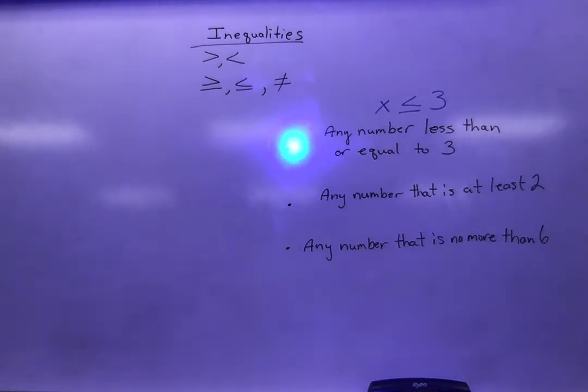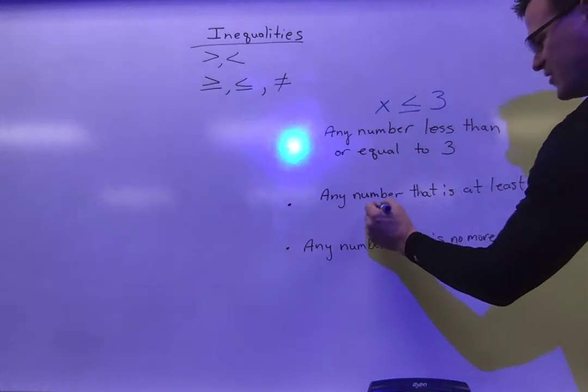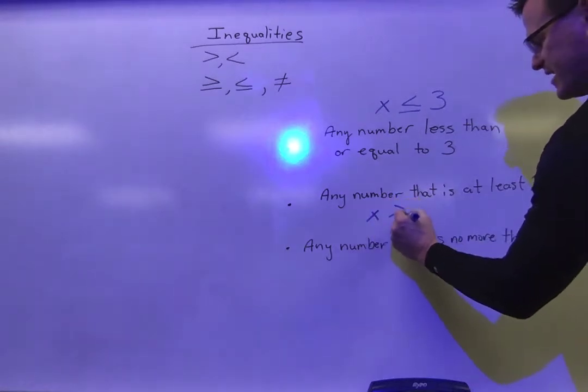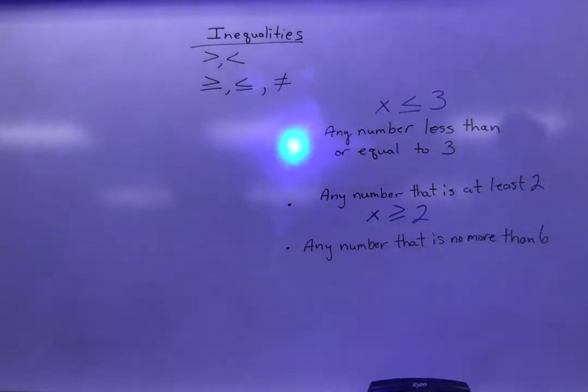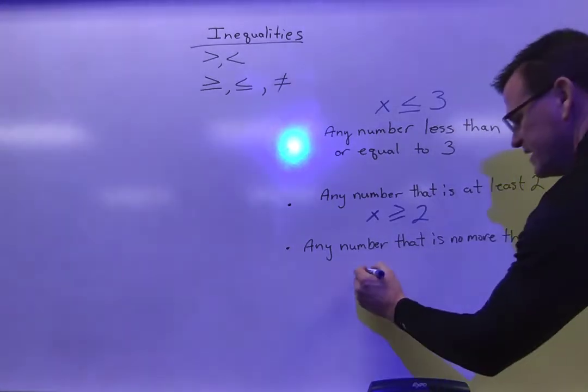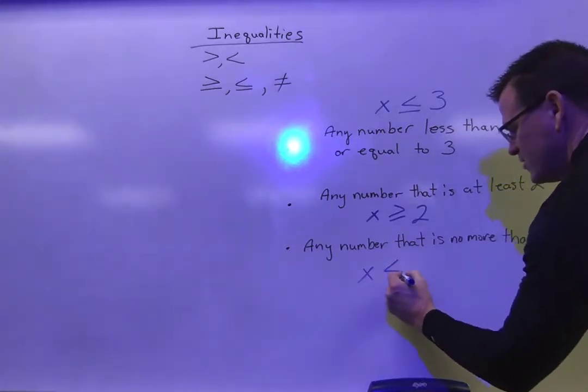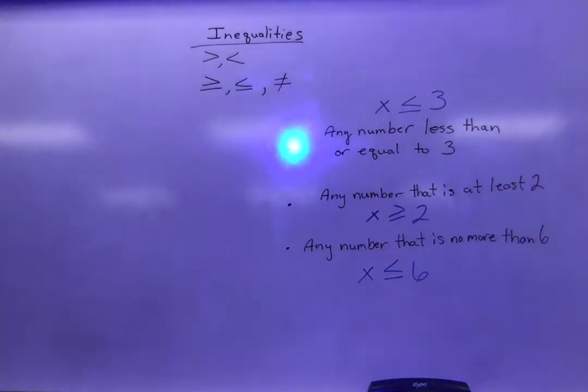Another way to word something might be like the second one: any number that is at least 2. If it's at least 2, that means any number, we'll call that x, is greater than or equal to 2, so it's got to be 2 exactly or bigger. And then another variation: any number that is no more than 6. If it's no more than 6, it can't be bigger than 6. So any number x is less than or equal to 6, because it can be exactly 6, it just can be no more than that.